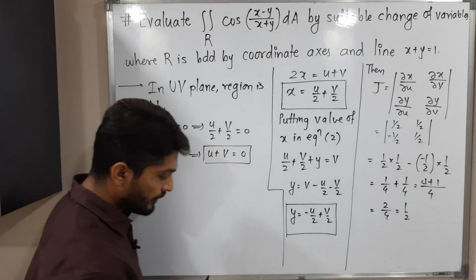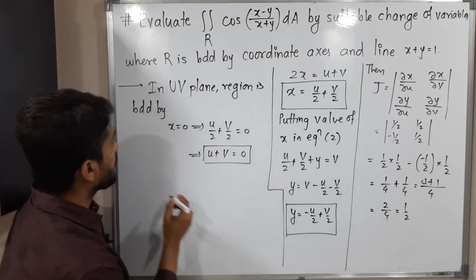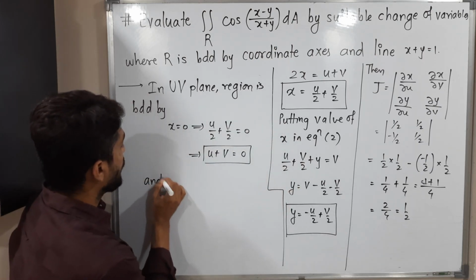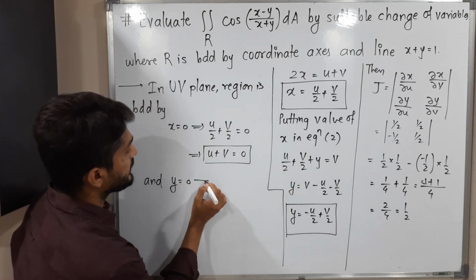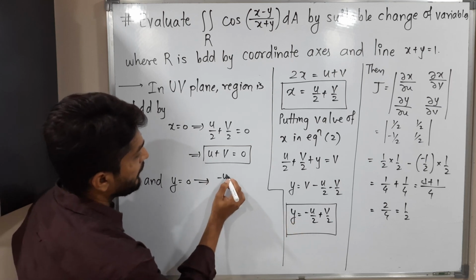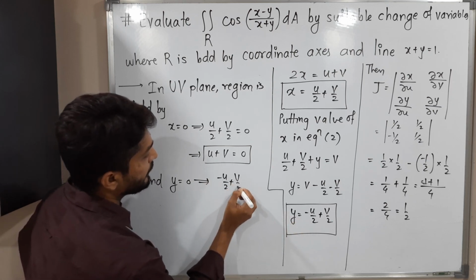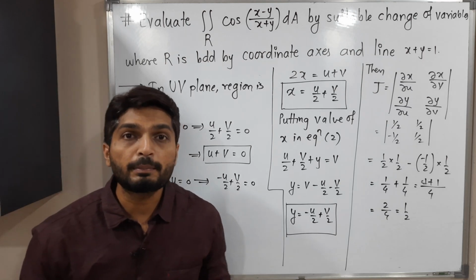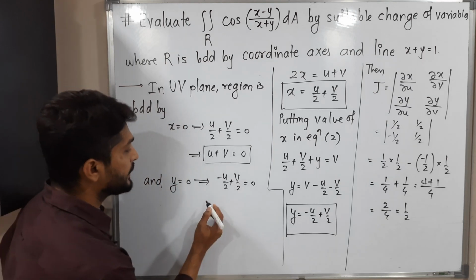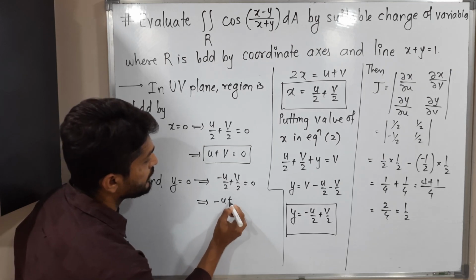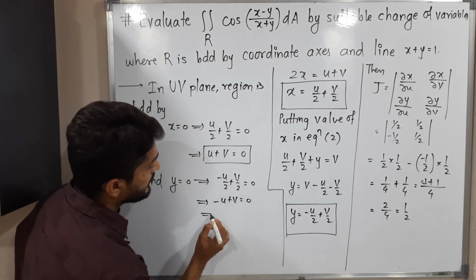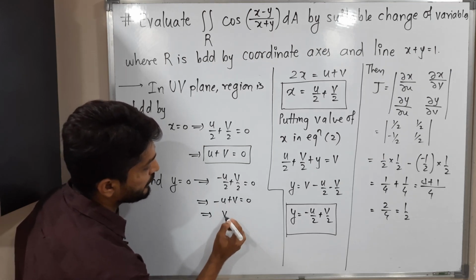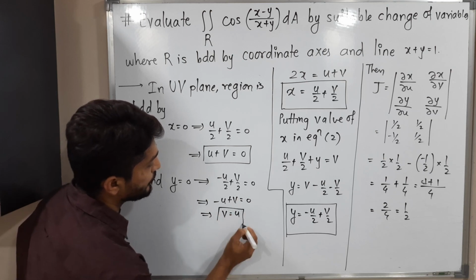What is the second equation we have? y is equal to 0. So let us put the value of y. Minus u by 2 plus v by 2 is equal to 0. Same technique we can apply. I'm going to multiply both sides by 2. So this 2 will get cancelled. Minus u plus v is equal to 0. In a simple way we can write, by shifting u on that side, v is equal to u.